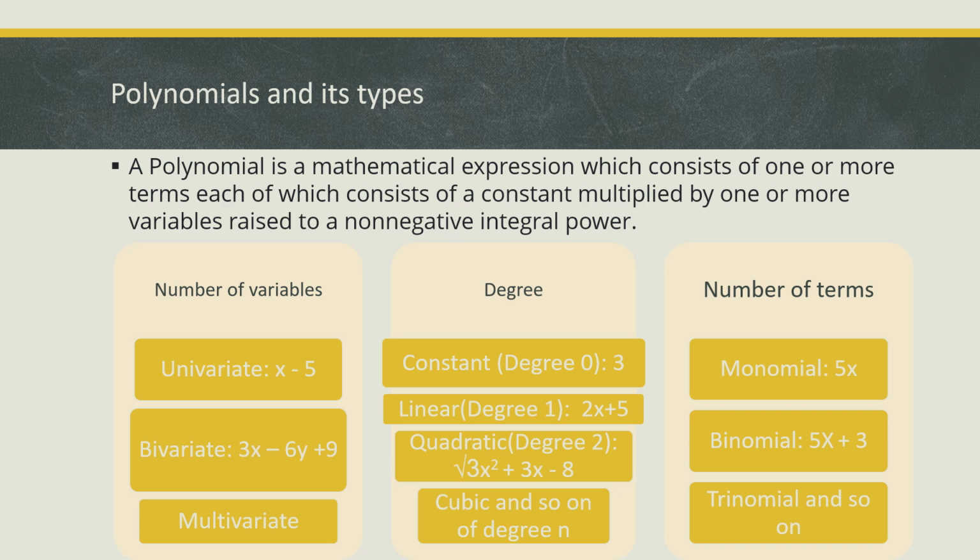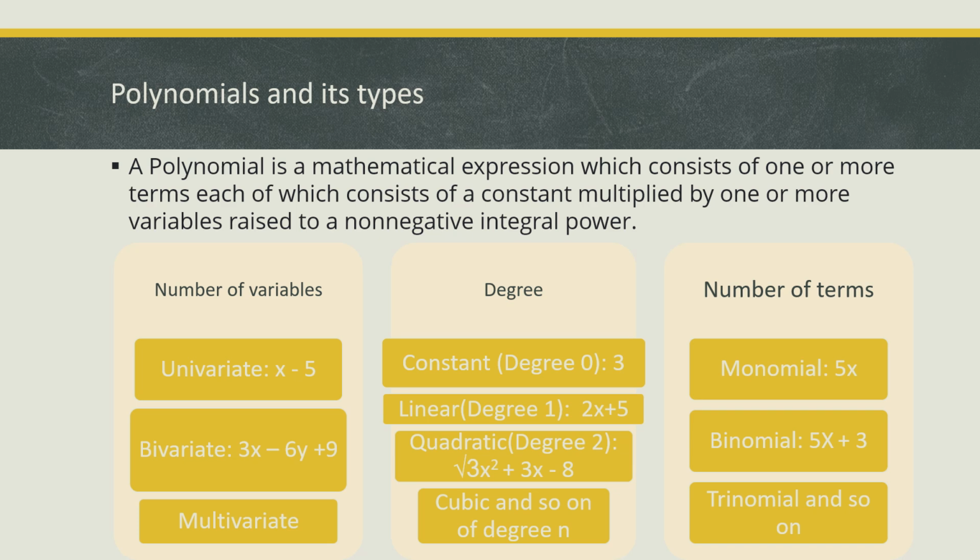Polynomials can be classified according to three criteria. Firstly, based on the number of variables. If the polynomial has only one variable, it is called univariate. For example, x - 5, where only x is the variable. Bivariate means it has two variables, for example 3x - 6y + 9, and multivariate.